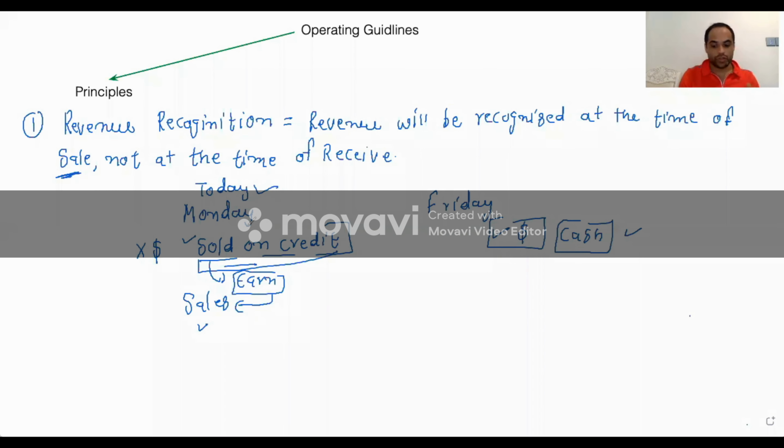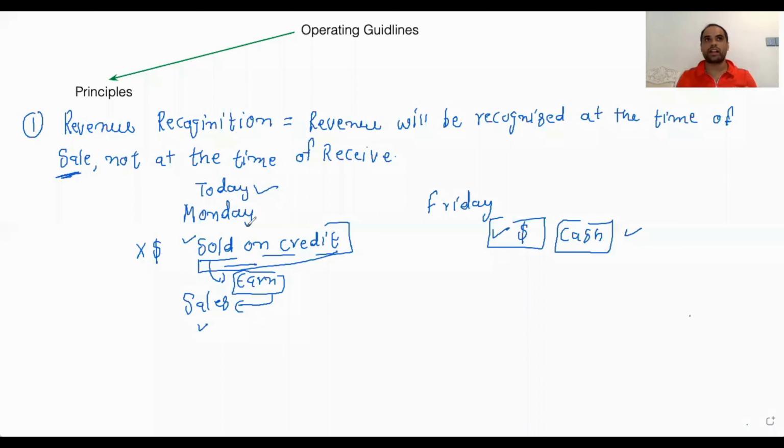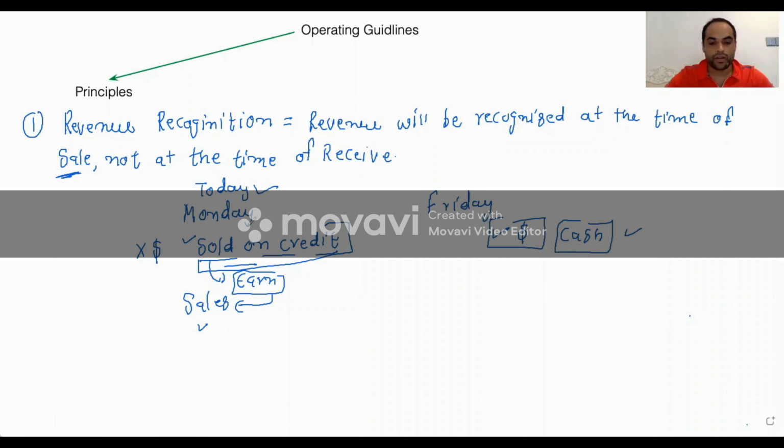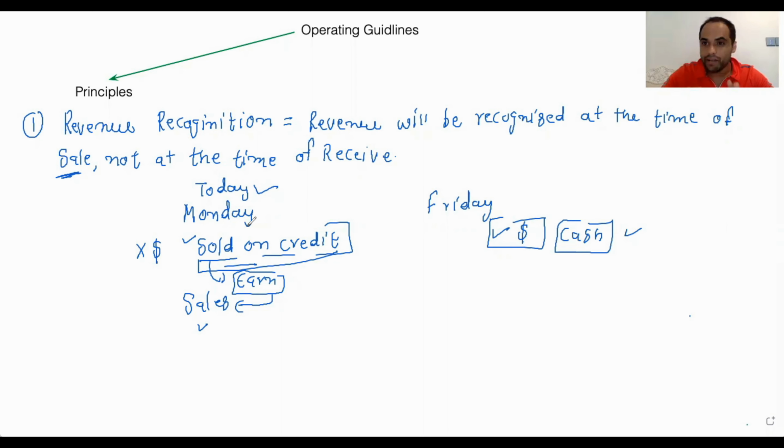All right. So you don't have to wait. Don't need to say that, oh, I will receive cash tomorrow, so I will say that I receive income tomorrow. No, you sell today, so you record today, no matter when you receive it. All right. I'm talking about revenue. Don't say that if you don't receive your money, how can you run business? Of course, you're going to run a business, but I'm talking about revenue.